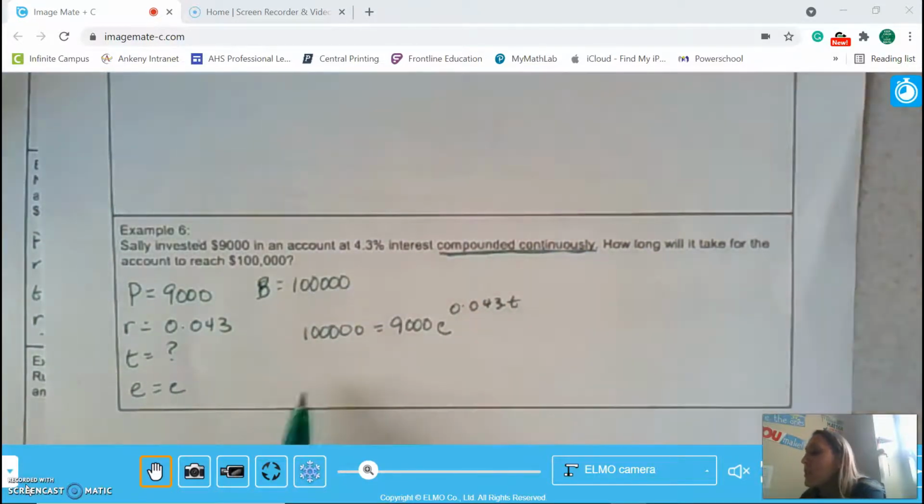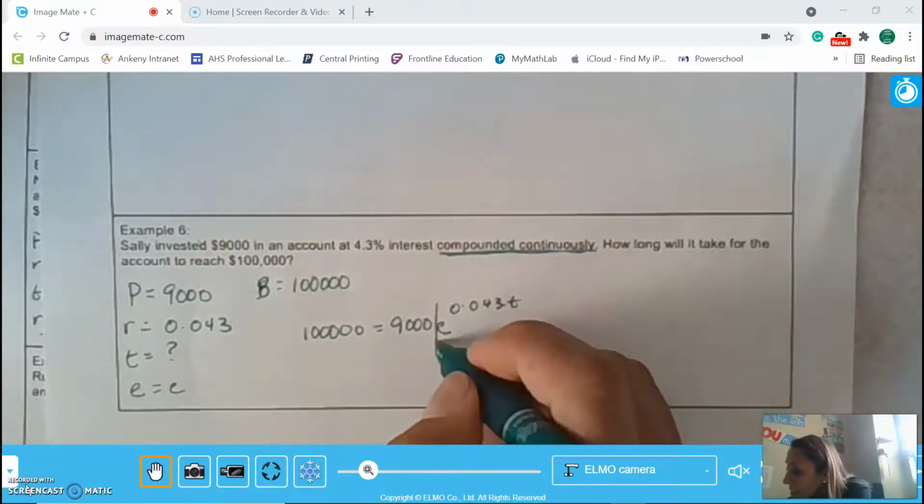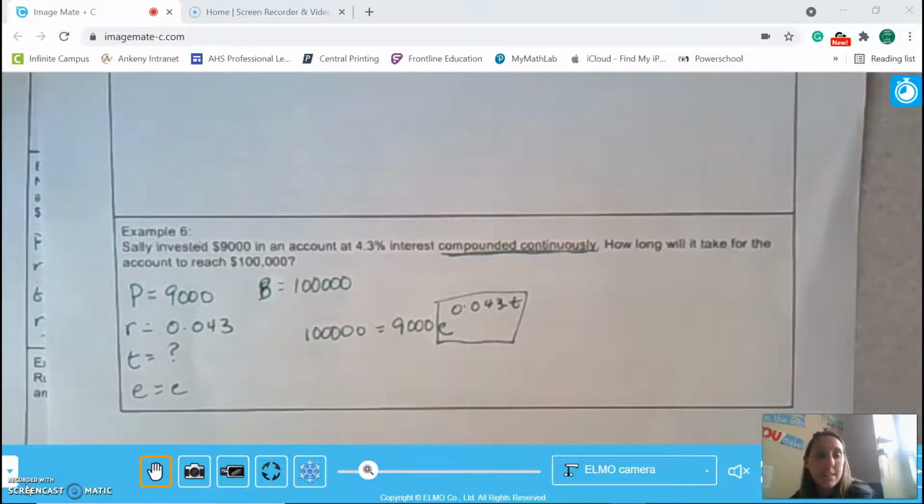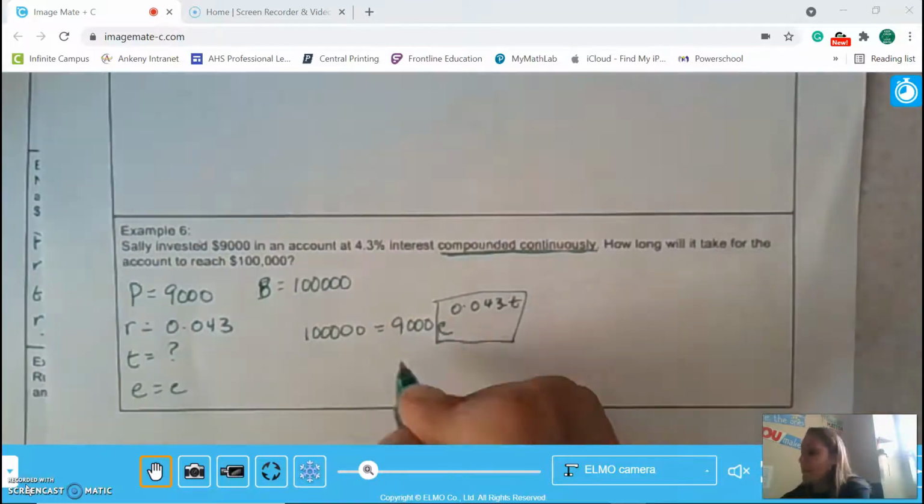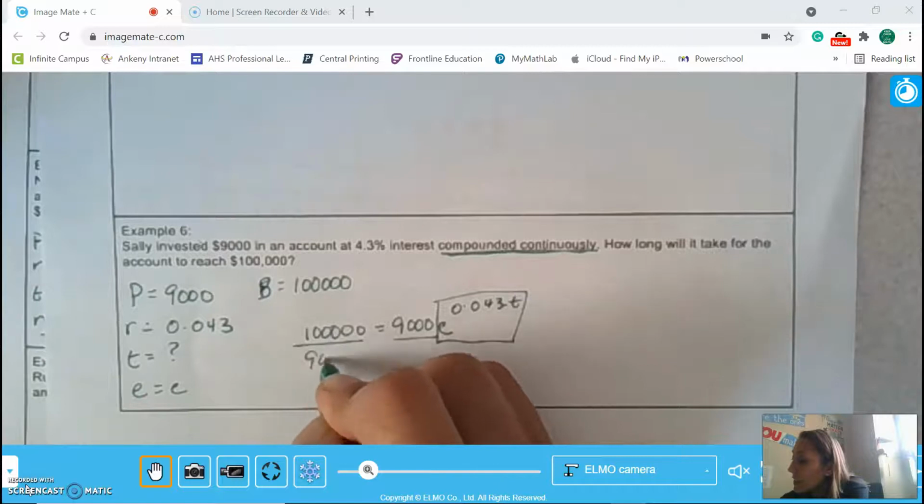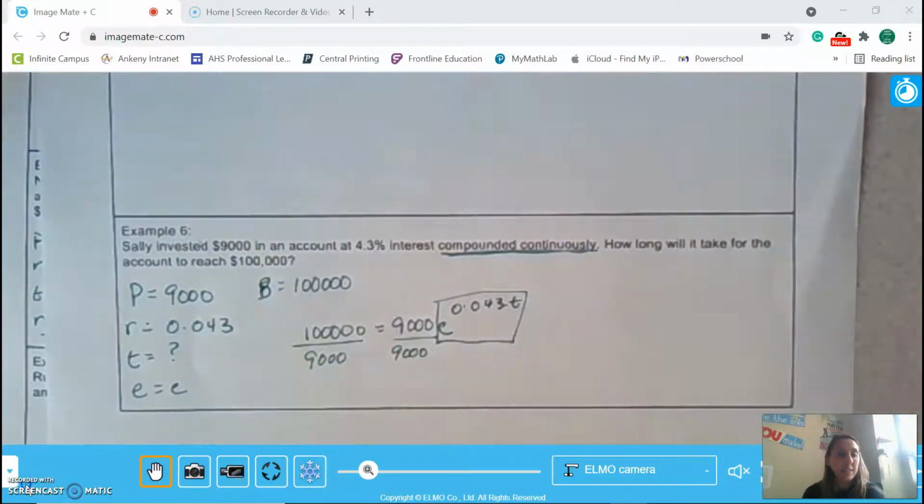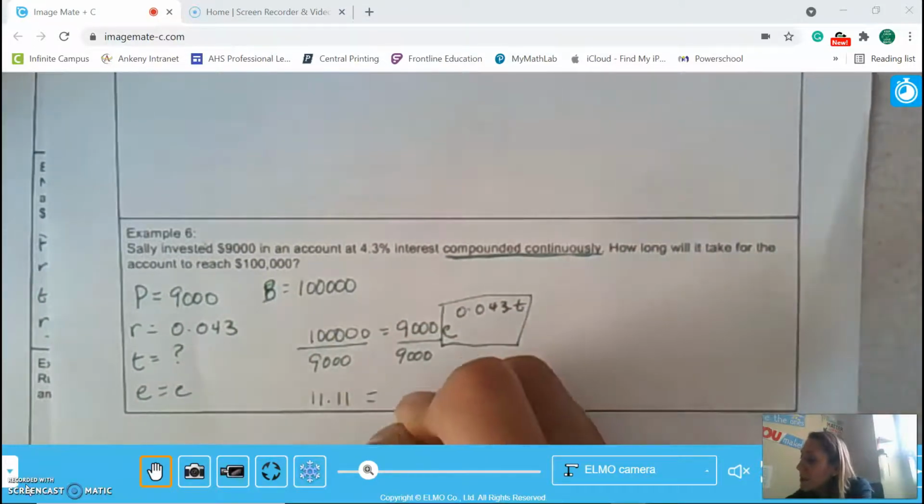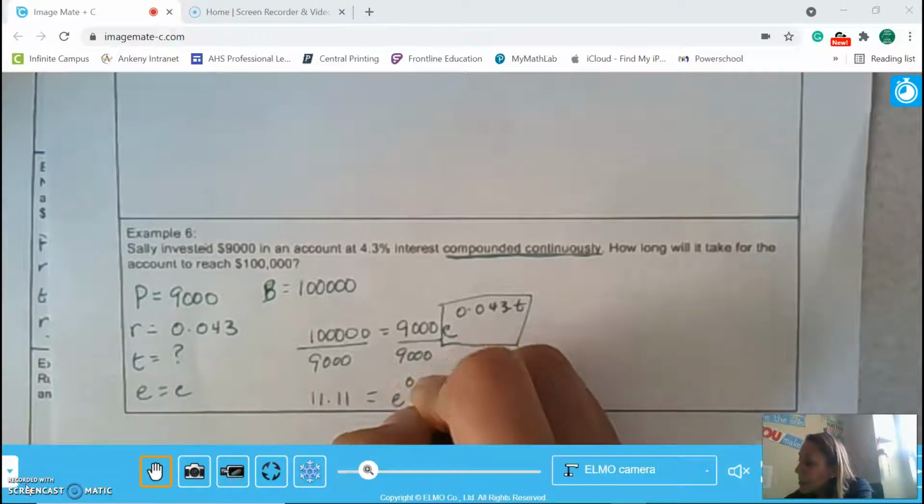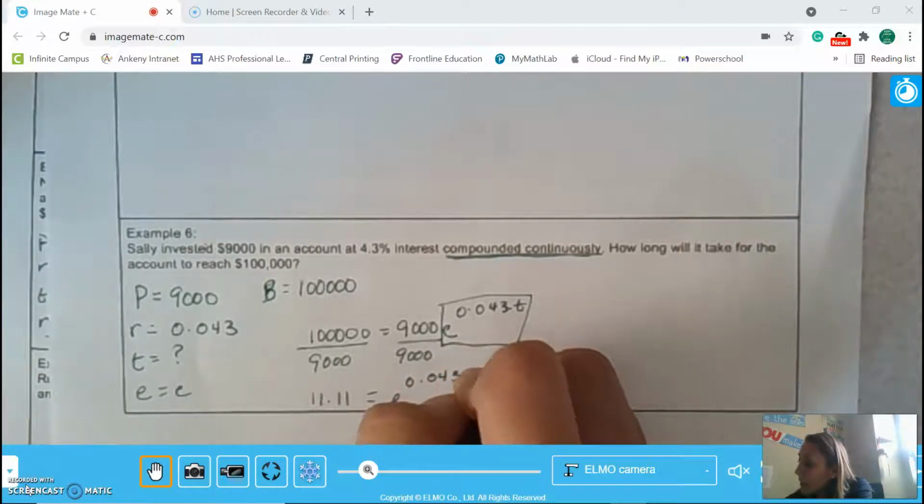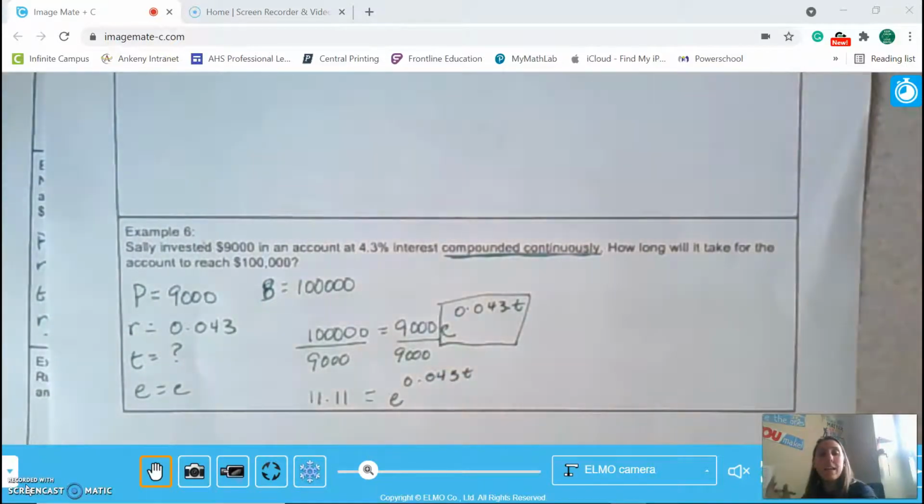So what I want to do is get this whole thing by itself because it's an unknown. So I'm going to divide both sides by 9,000. And I get 11.11 is equal to E to the 0.043t. Now the other thing I said was I want to take the natural log of both sides.